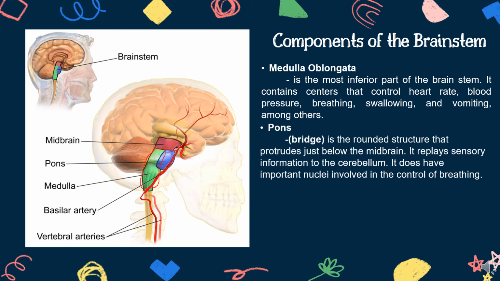Next is the pons, here, the blue one. It is also called the bridge. It is a rounded structure that protrudes just below the midbrain. It relays sensory information to the cerebellum. It also has important nuclei involved in the control of breathing.